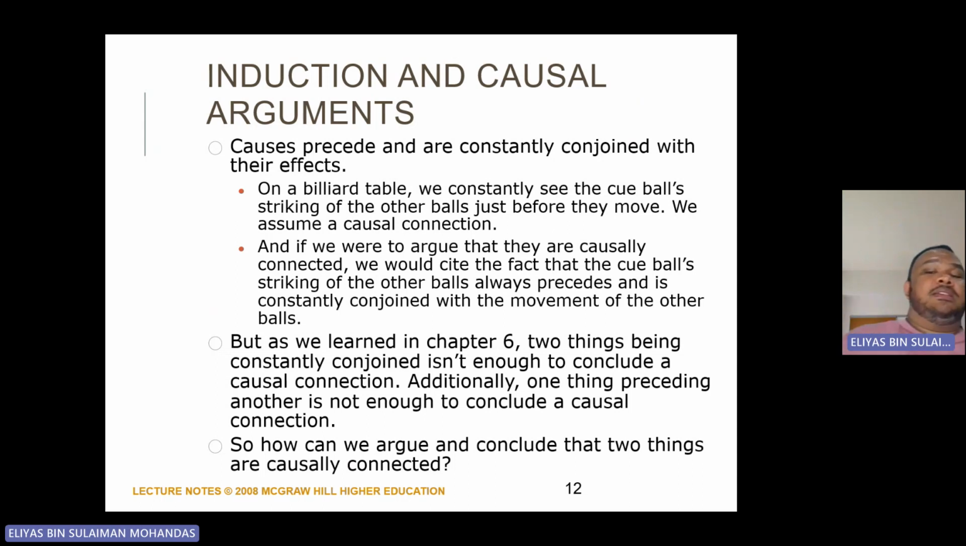But as we learn in chapter 6, two things being constantly conjoined isn't enough to conclude a causal connection, because this langgar this, therefore this causes this to happen. Not necessarily, because we know well there are many other factors that cause this to happen as well. Coincidentally, they all happen at the same time. So additionally, one thing preceding another is not enough for us to conclude a causal connection. So how can we conclude? How can we argue and conclude that two things are causally connected, that this caused this to happen?